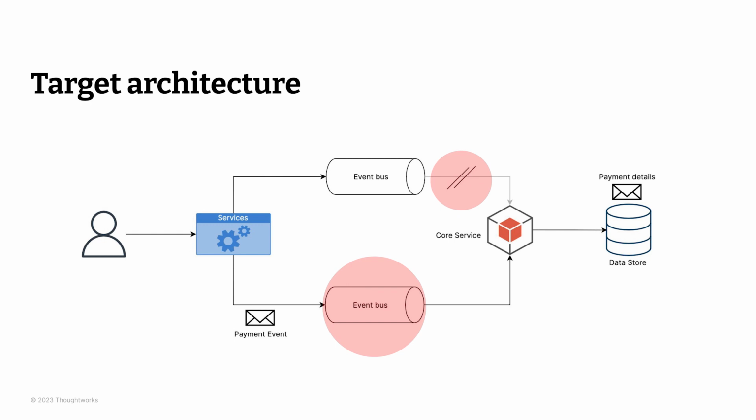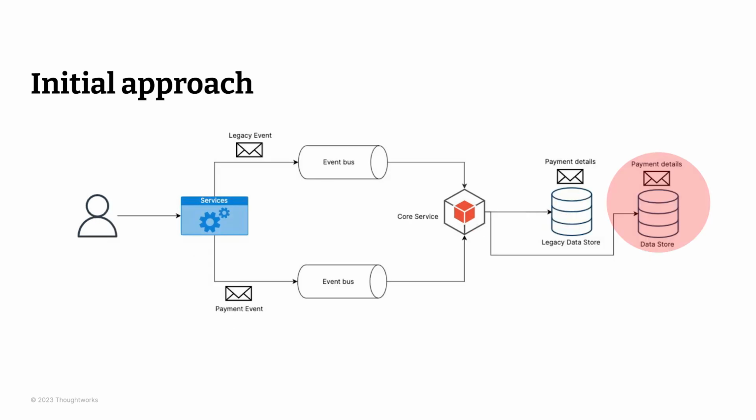And, well, this was our target architecture. We basically just wanted to drop the connection to this legacy event bus and start consuming the same information from a new event type. Well, this might seem a simple migration, but in fact, it does bring some challenges. So our initial approach was to just introduce a new data store and start storing here all the payment details from events coming from the new event type. And our motivation for this was just to minimize downtimes.